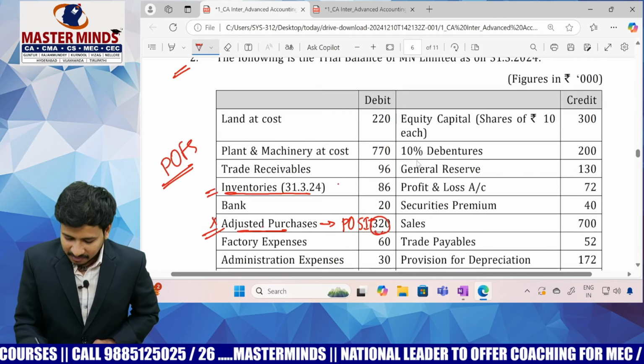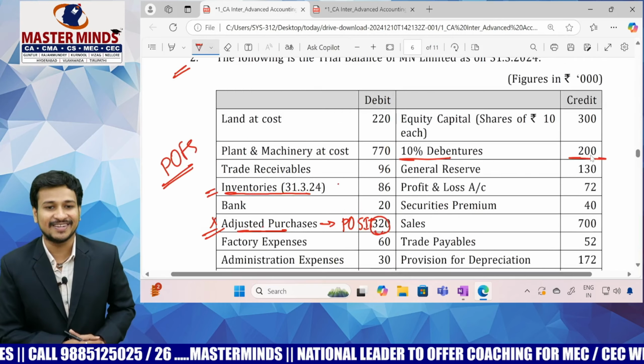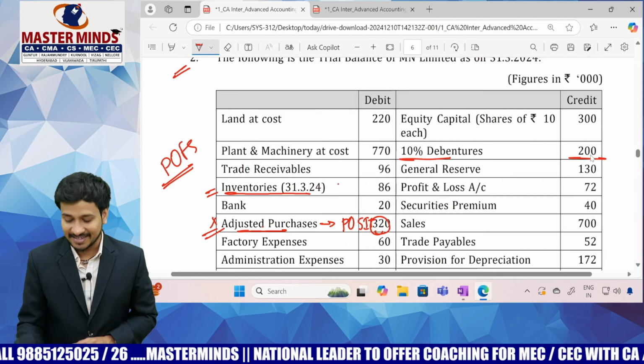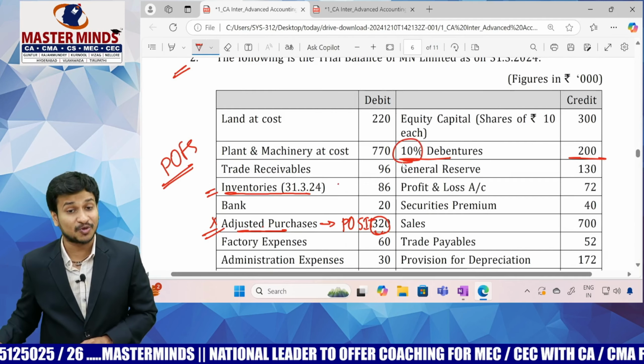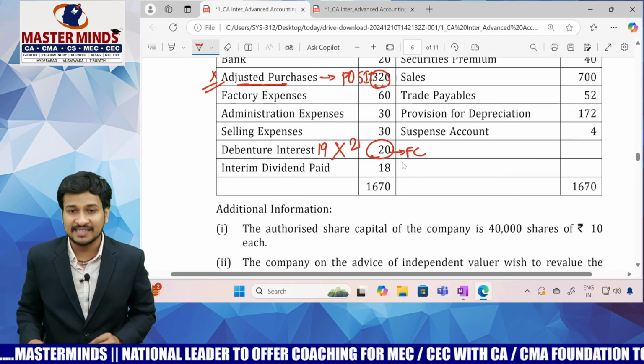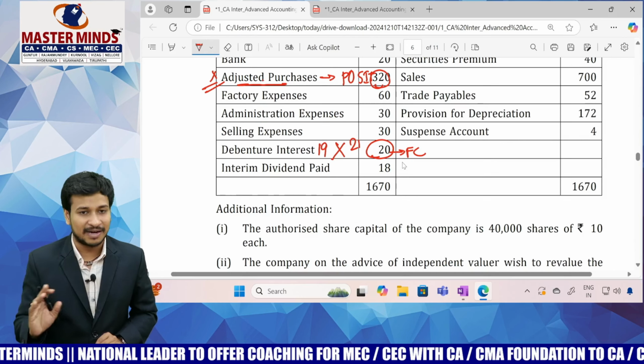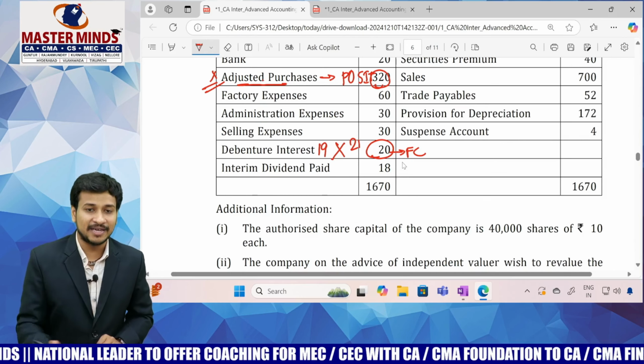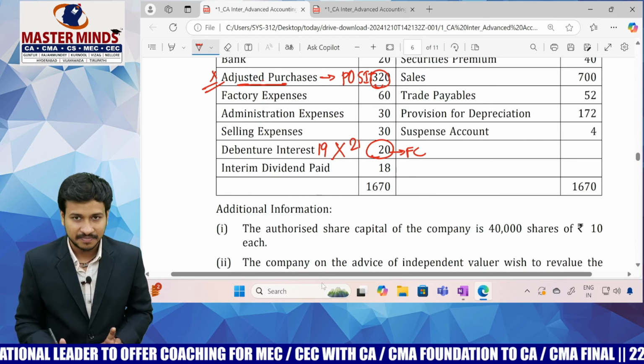The reason being, 10% debentures of 200 is clearly given. So interest incurred is 200 into 10%, which comes to 20. So be very, very careful. Don't take this 20 directly from there. First cross check whether these two things are matching or not. If not, the difference will be either prepaid or outstanding.